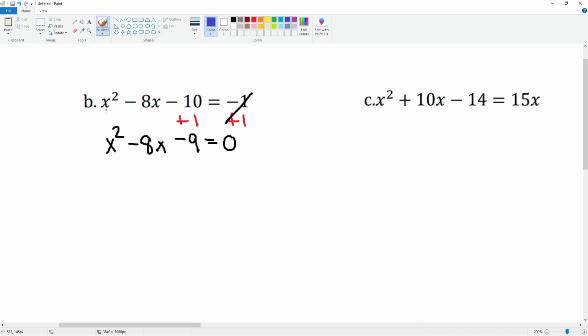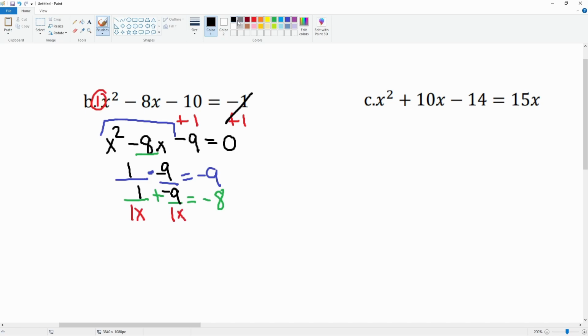Okay, now we set up our factors like normal. We want to find two numbers that multiply to make negative 9, and that add up to negative 8. Let's try it. 1 and 9, that's correct. And we want to make negative 8, so the 9 has to be negative. Let's double check. 1 times negative 9 is negative 9. 1 plus negative 9 is negative 8. So that's correct. Then we divide by this 1x term.